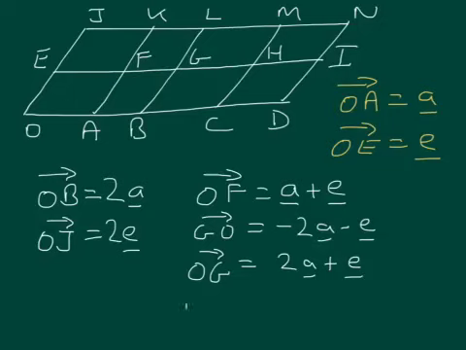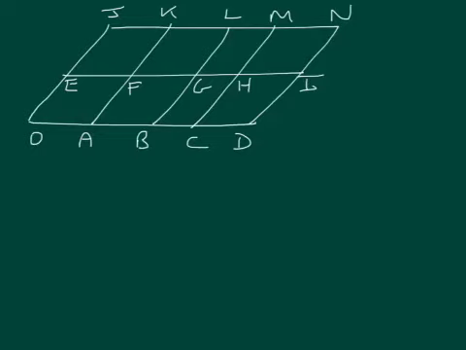Finally, let's think about the vector NF. From N to F, there's N, need to go back 3 in the A and down 1 in the E. So it's minus 3A minus E. Now what about the vector from O to L? The vector from O to L, that's 2A and 2E.